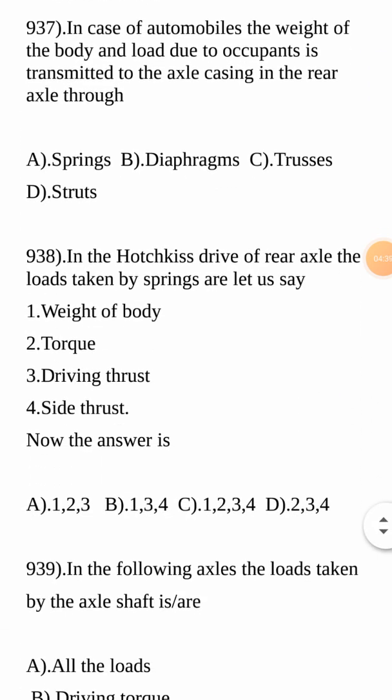Next, in case of automobiles, the weight of the body and load due to occupants is transmitted to the axle casing in the rear axle through. Which are the parts responsible for transmitting the load, that is, the weight of the body and load due to occupants? It is transmitted to the axle casing in the rear axle through which of the parts? Is it springs or diaphragms or trusses or struts? All look like the same thing, right? But only persons or students who study the textbooks thoroughly can answer this question.